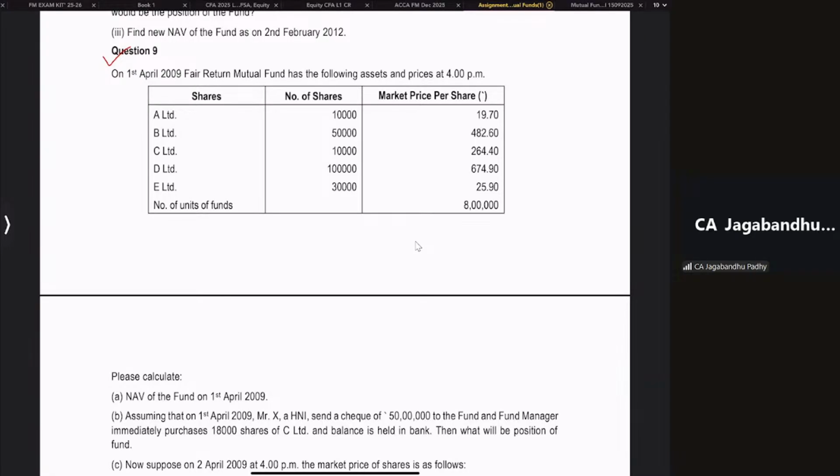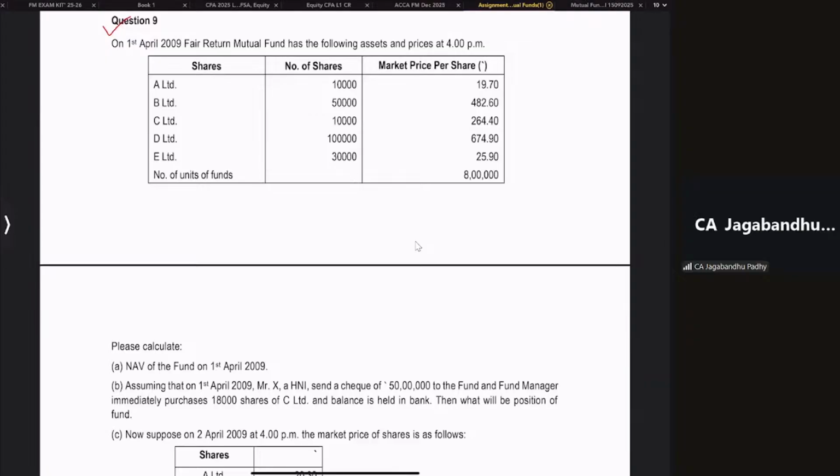NAV is 119.0475. Which one? The first NAV. First NAV is how much? 119.0475.